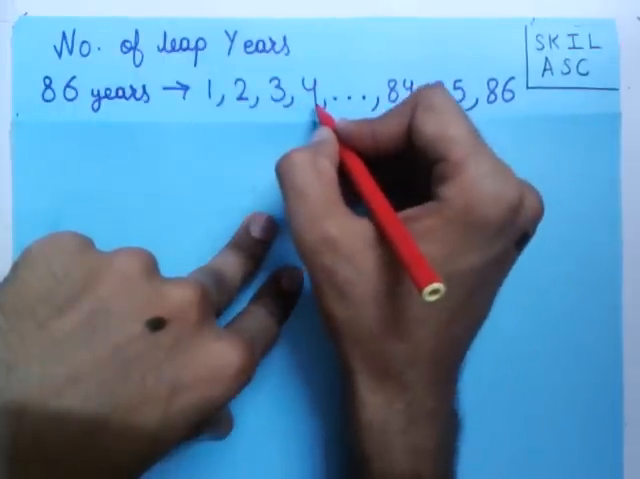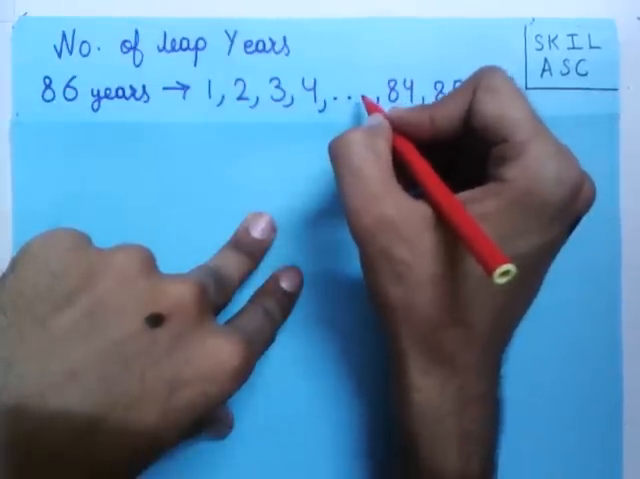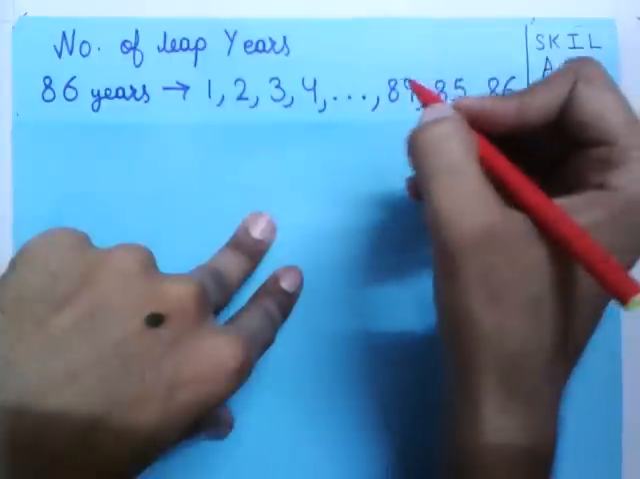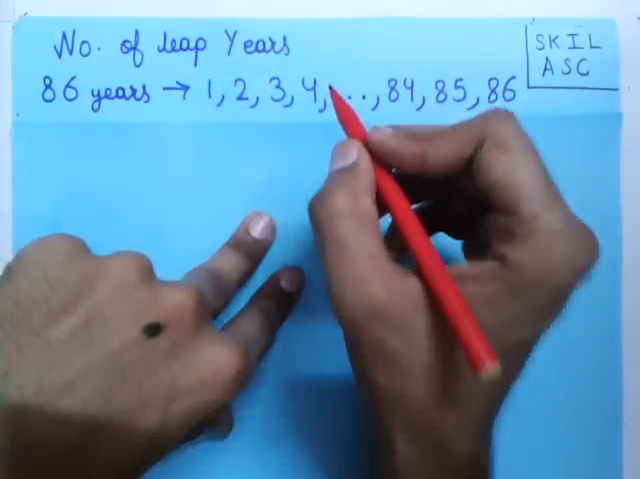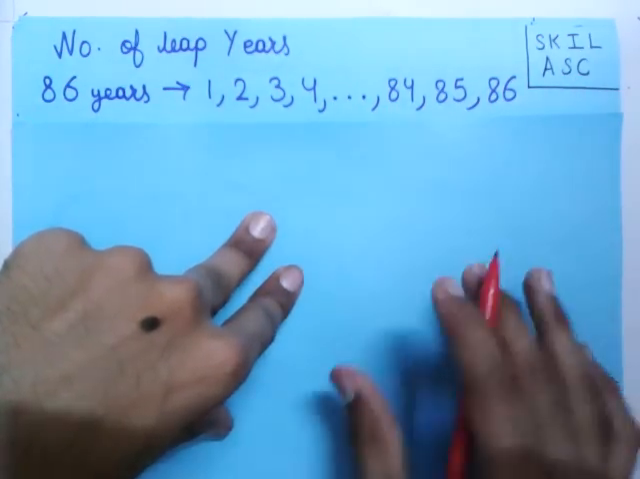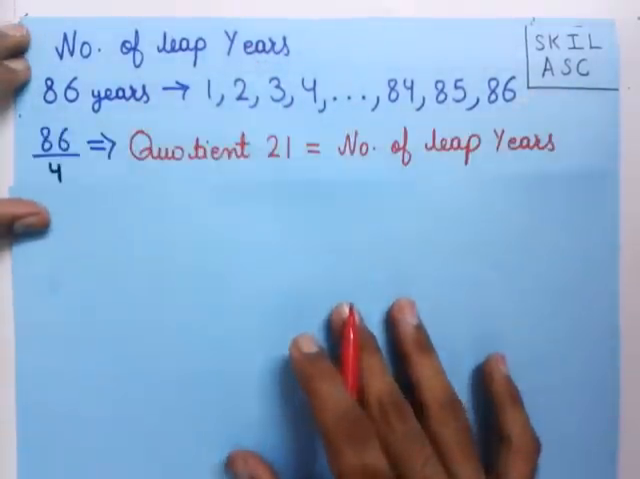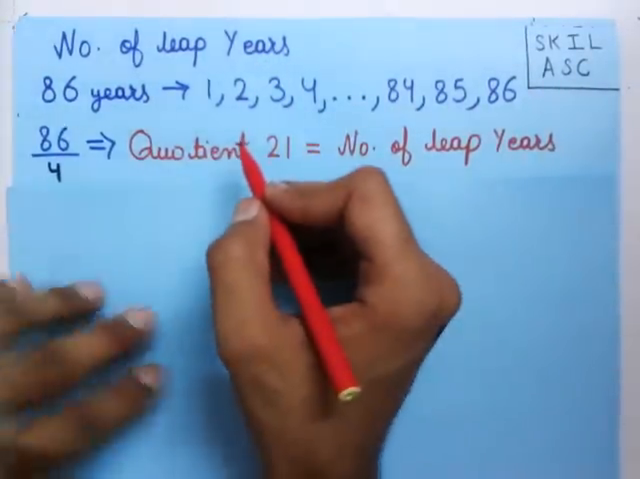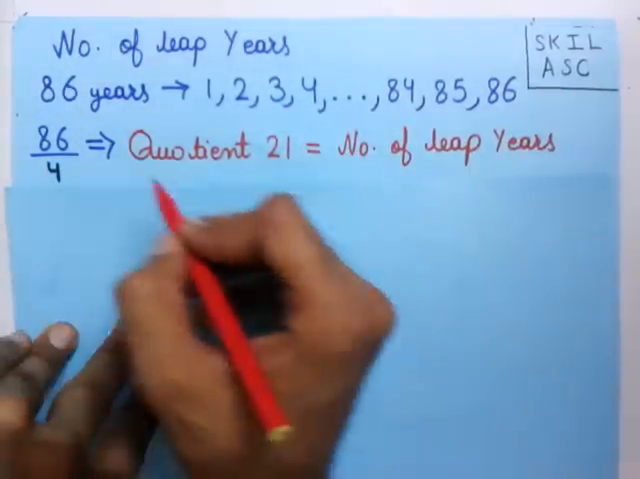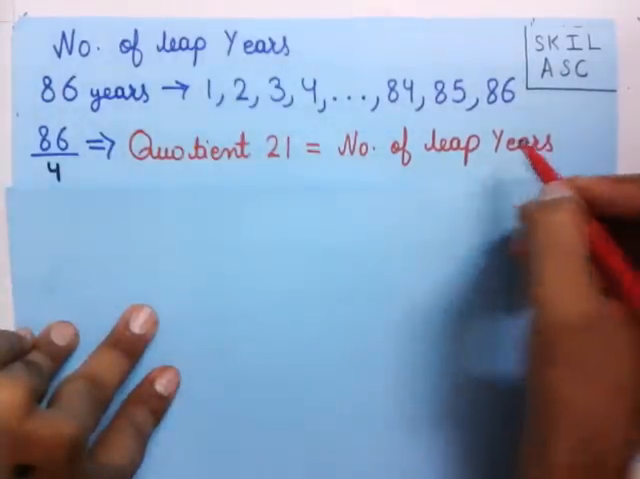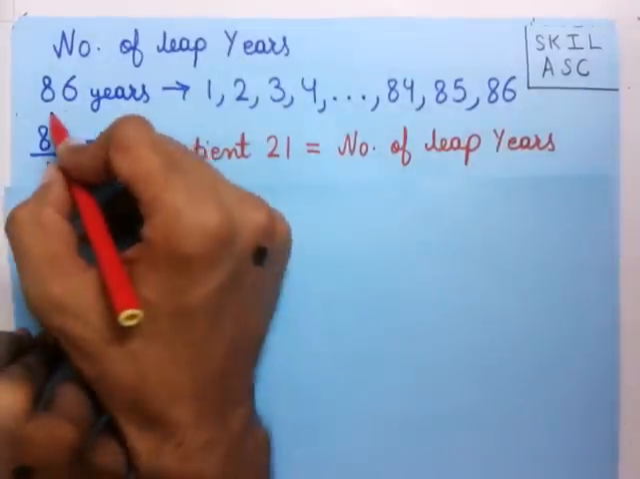At 4, this 4 is a leap year, then you will find 8 as a leap year, then 12, and so on, and in the last you will find 84 as a leap year. So at every fourth step you will find a leap year. To find the number of leap years in these 86 years, we divide 86 by 4, and the quotient will be the number of leap years. In this case the quotient is 21. So there are 21 leap years in 86 years.